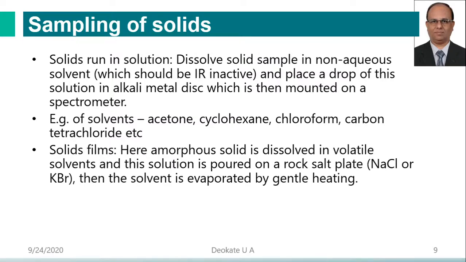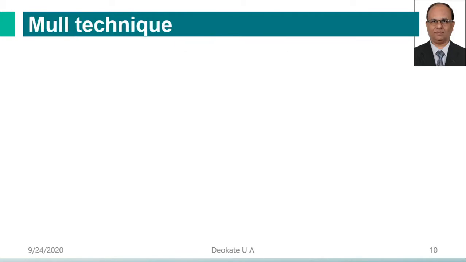Another method is forming a solid film of the substance which is to be determined in the IR spectrophotometer. Here the amorphous solid is dissolved in a volatile solvent and this solution is poured onto the rock salt plates, that is, either the KBr plates or the sodium chloride plates. Then the solvent is allowed to evaporate by gentle heating, leading to the formation of a solid film which is then held in the instrument. Another technique for handling solids is the Mull technique, and another one is the pressure plate technique or KBr disc technique. So now we'll see the Mull technique.